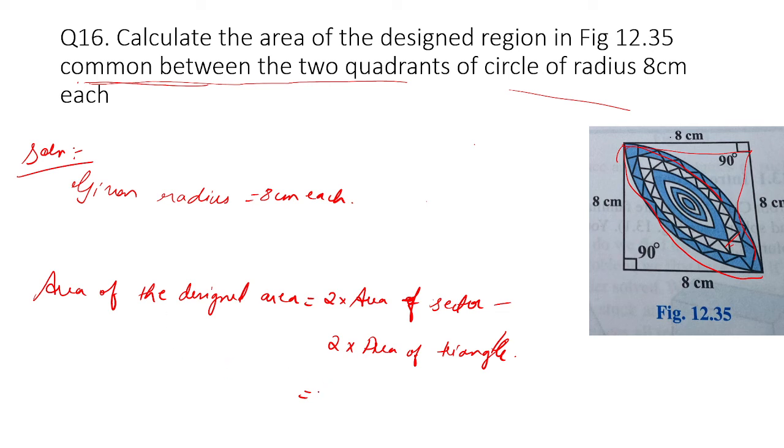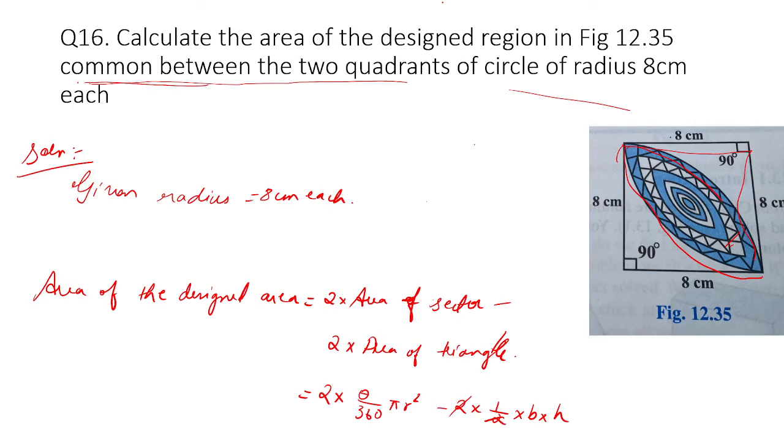So if you take 2 into area of sector, it's going to be theta by 360 pi r square minus 2 into half into base into height. Clear? So you can just start cancelling this. 2 and 2 will be gone. Clear? So the next step, we get this as 2 into 90 degree divided by 360 into 22 by 7. The radius is given as 8 centimeter into 8 centimeter. Minus, you're only left with the base and the height.